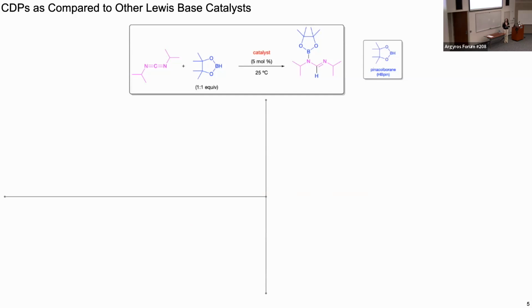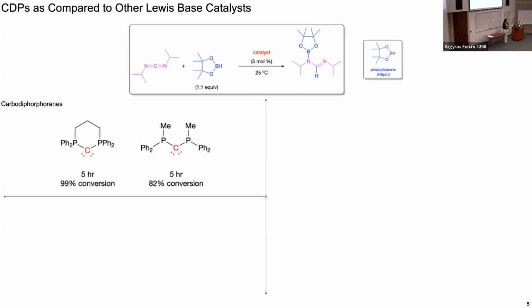So this is the catalytic system I'll be studying. It's a hydroboration reaction involving a carbodiimide and pinacol borane. Dr. Lieberman-Martin's lab has done some experimental work on this specific system, looking at carbodiphosphoranes as compared to other Lewis-base catalysts and showing their high effectiveness. Here are the conversion rates for the carbodiphosphoranes in 5 hours. The cyclic version has 99% conversion, and the acyclic version has 82% conversion, which is really good.